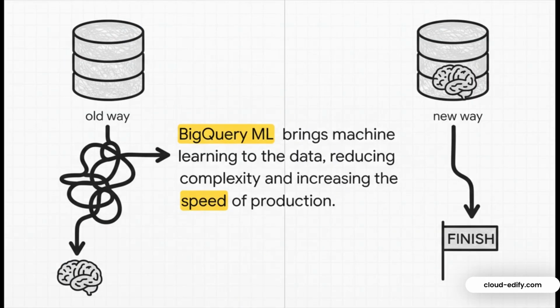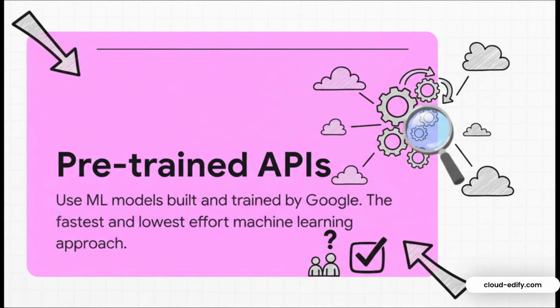So here's the real game changer. You're not exporting massive data sets to some other place. You bring the machine learning to the data right where it lives. This just eliminates a huge amount of complexity and dramatically speeds up the time it takes to get a model up and running. Next on our list, we've got pre-trained APIs.